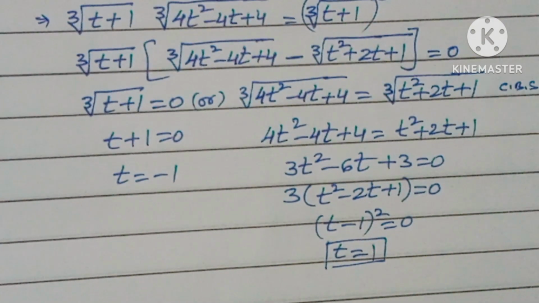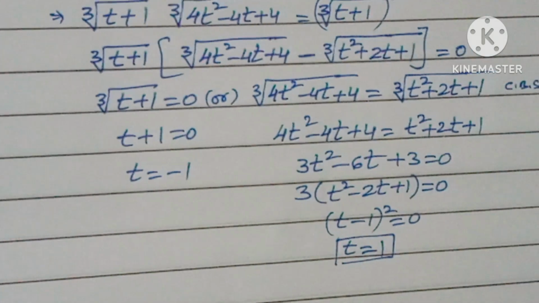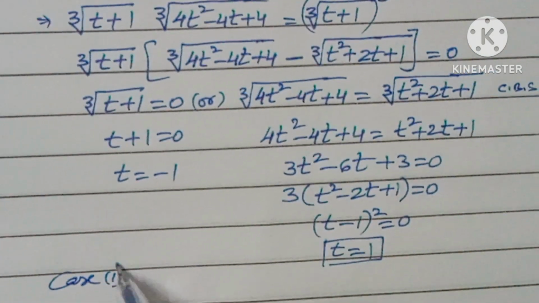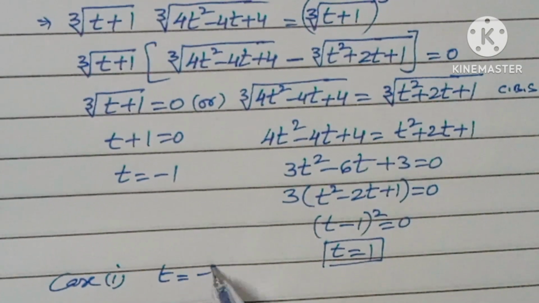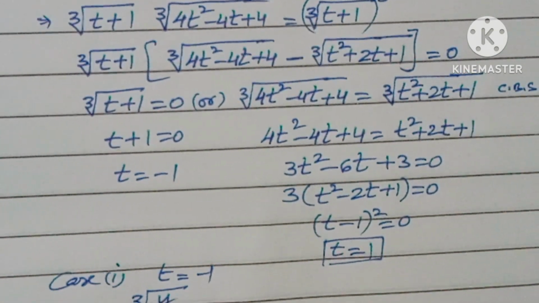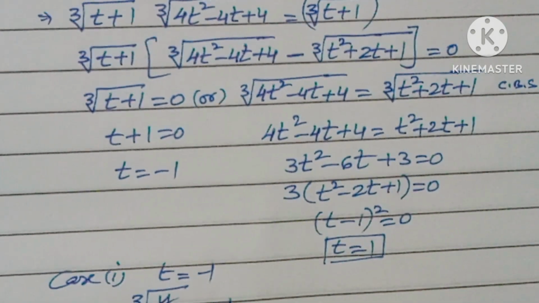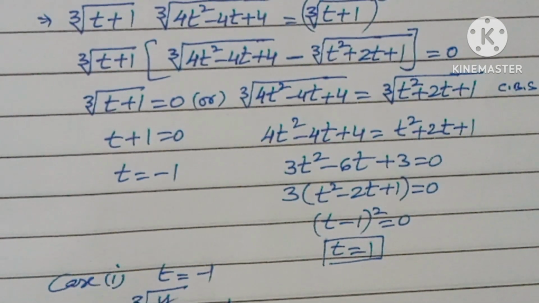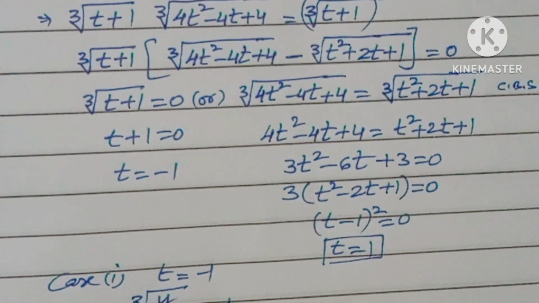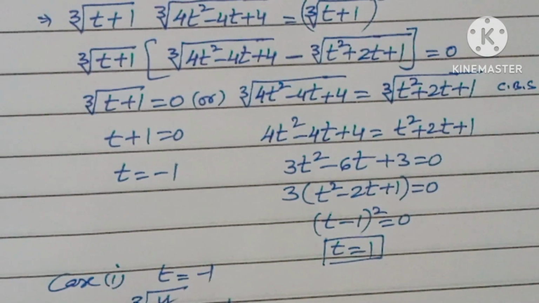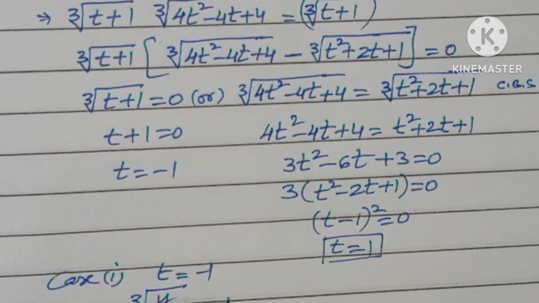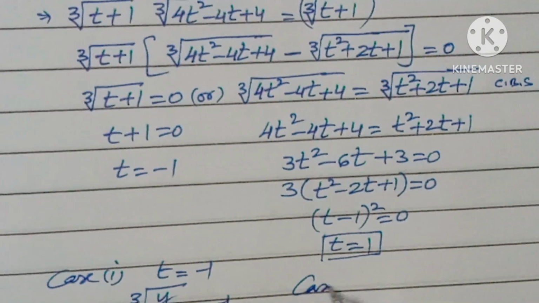Now here you got two cases. First, case 1: t is equal to minus 1, cube root of y by x equal to minus 1. So here y is equal to minus x, but x, y belong to (0, infinity), positive numbers. So this case fails.